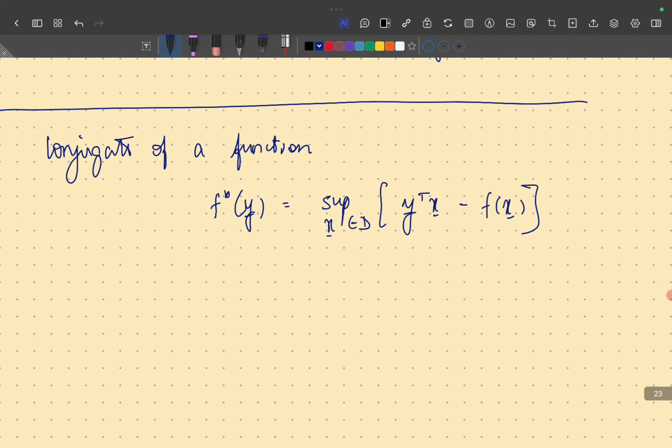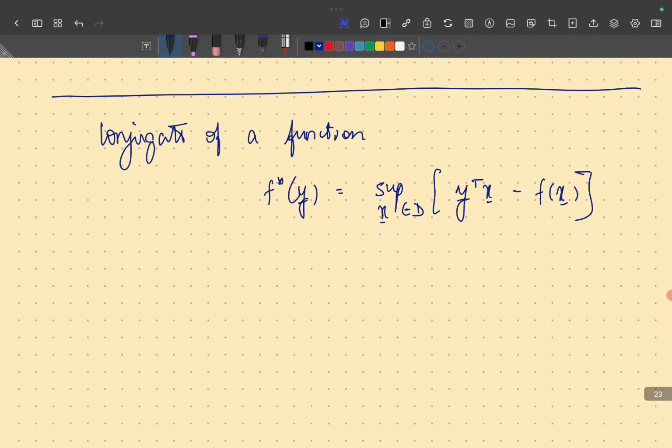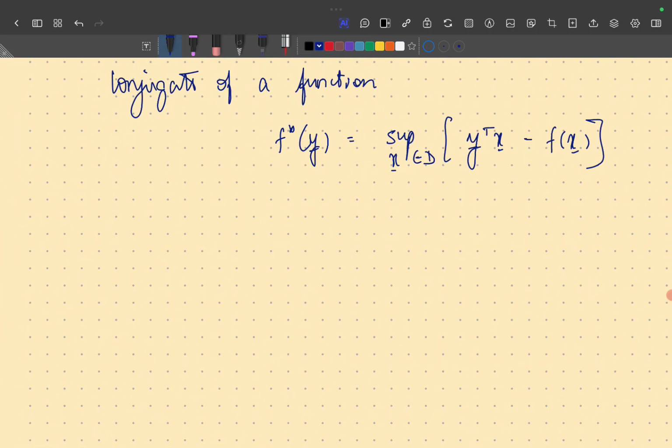All right. There are many other problems in math where the conjugate naturally arises, and therefore a lot of people have actively studied the conjugate of a function. But in our context, the conjugate helps because if you can compute the conjugate, then you can also compute the dual of many optimization problems. All right, so let's consider the following optimization problem.